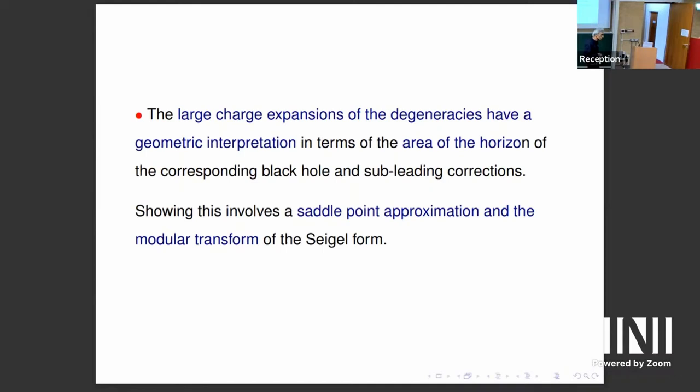Also counts hair. So it's in that frame that the matching of microscopic and macroscopic partition function has been done. They do the counting, and there is the matching and so on. But I don't know whether they address the hair. And no, they don't.